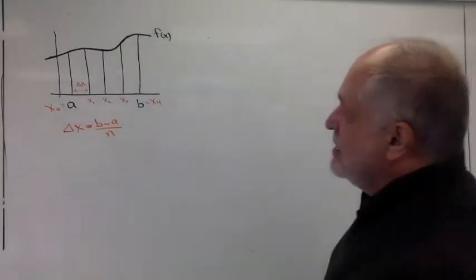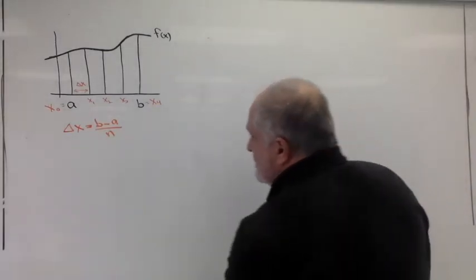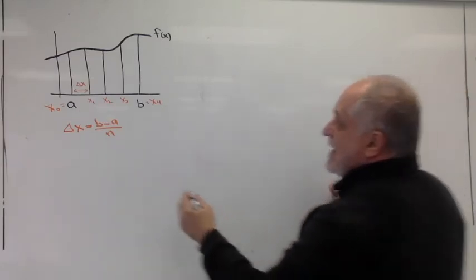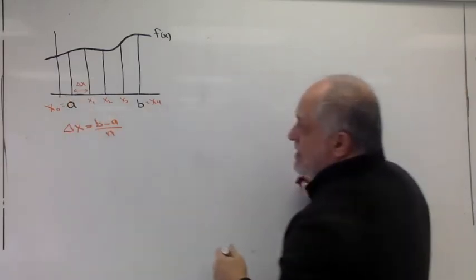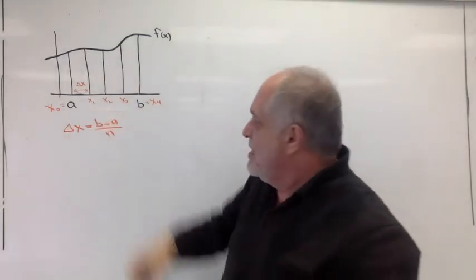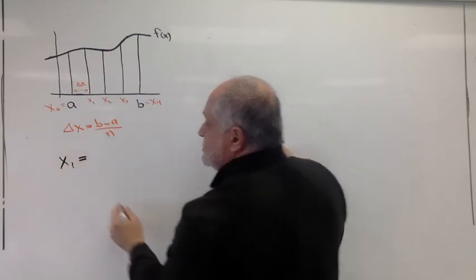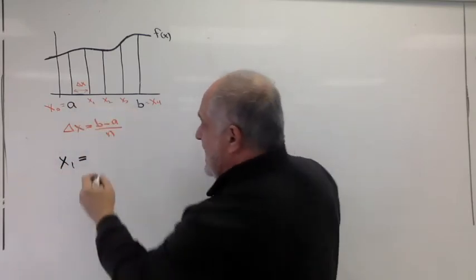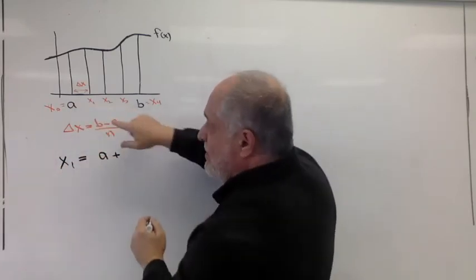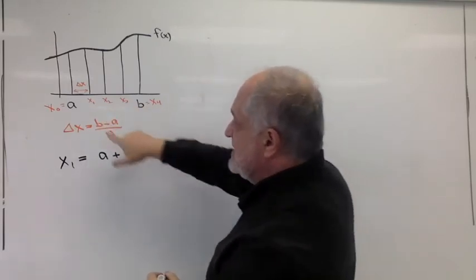So, to try to put this in the context of the rectangles that we're working with, the first rectangle, this one right here, well, what is x sub 1? How did we get there? Well, x sub 1 is equal to A, and then adding on a single delta x. Okay, that's how we got to here.